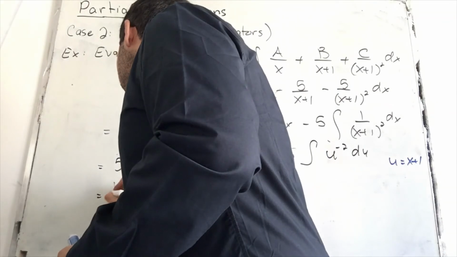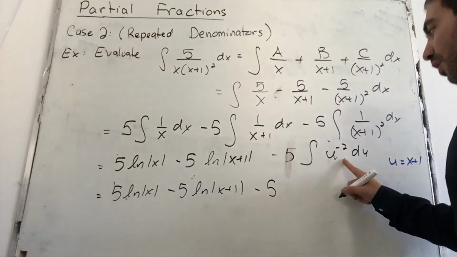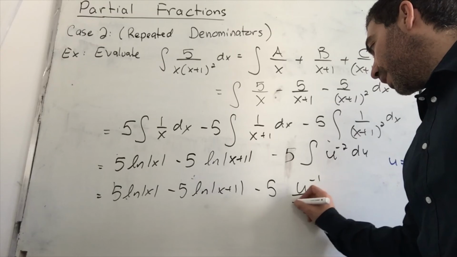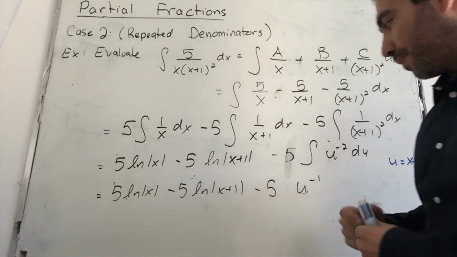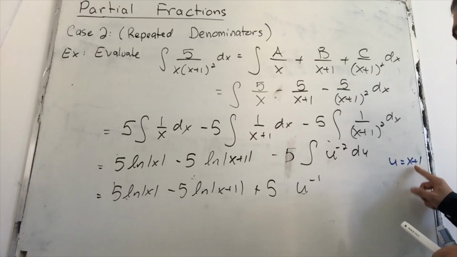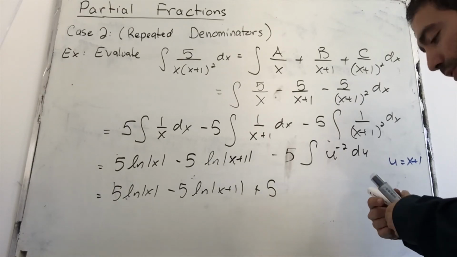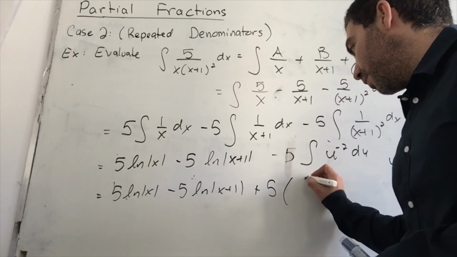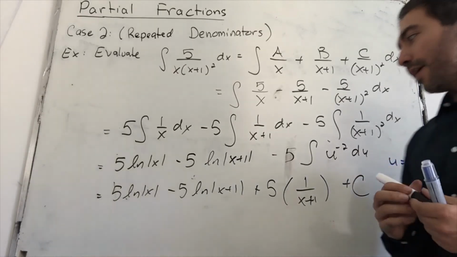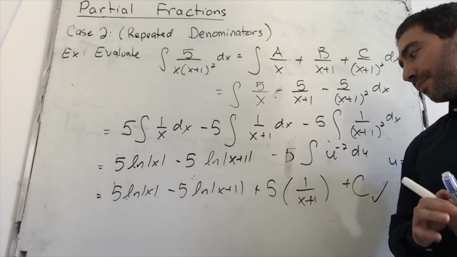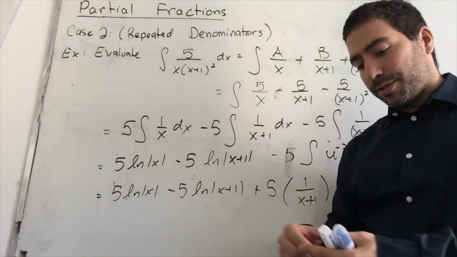So this gives us 5 ln of x minus 5 ln of x plus 1 minus 5. Add 1 to the exponent, divide by it, you get u to the negative 1 over negative 1. So here the negatives cancel, turning it positive. 2 negatives make it positive. And u to the negative 1, well, u we know is x plus 1. So we could just drop the exponent. u to the negative 1 is the same as 1 over u, giving us 1 over u, which is x plus 1. And since it's indefinite, we have our plus c. Okay, so you can write it as 5 over x plus 1, but this is fine. Or you could factor out a 5 in each case, that's fine as well. So this is the final answer.